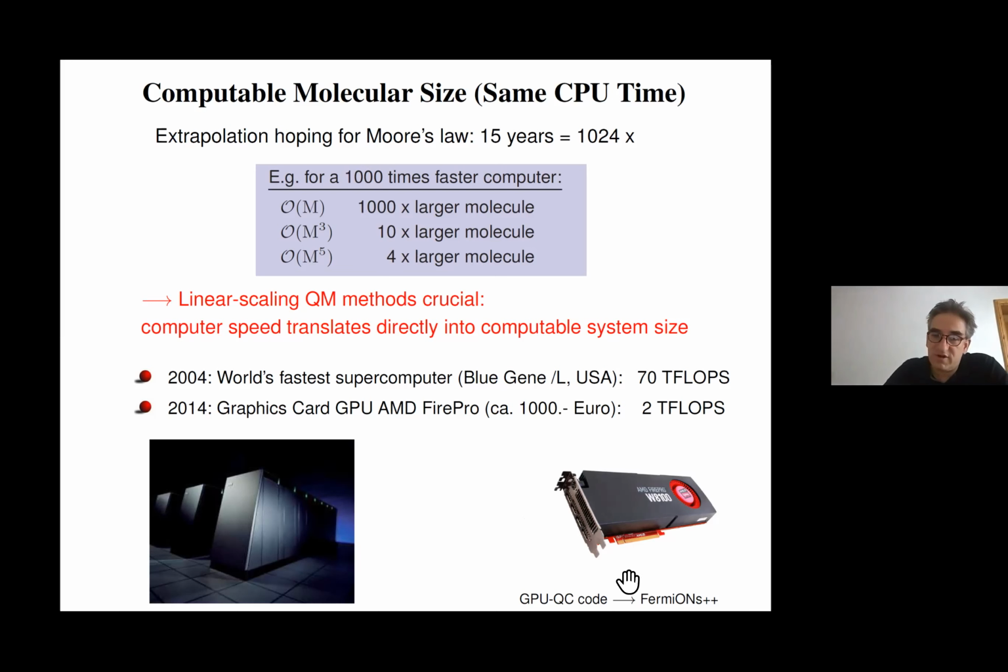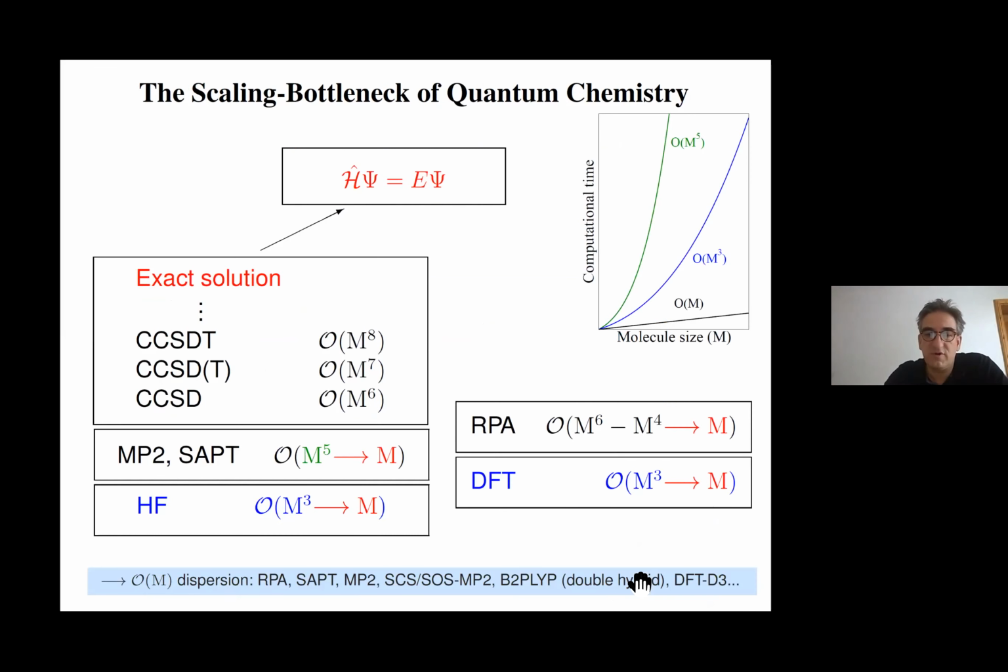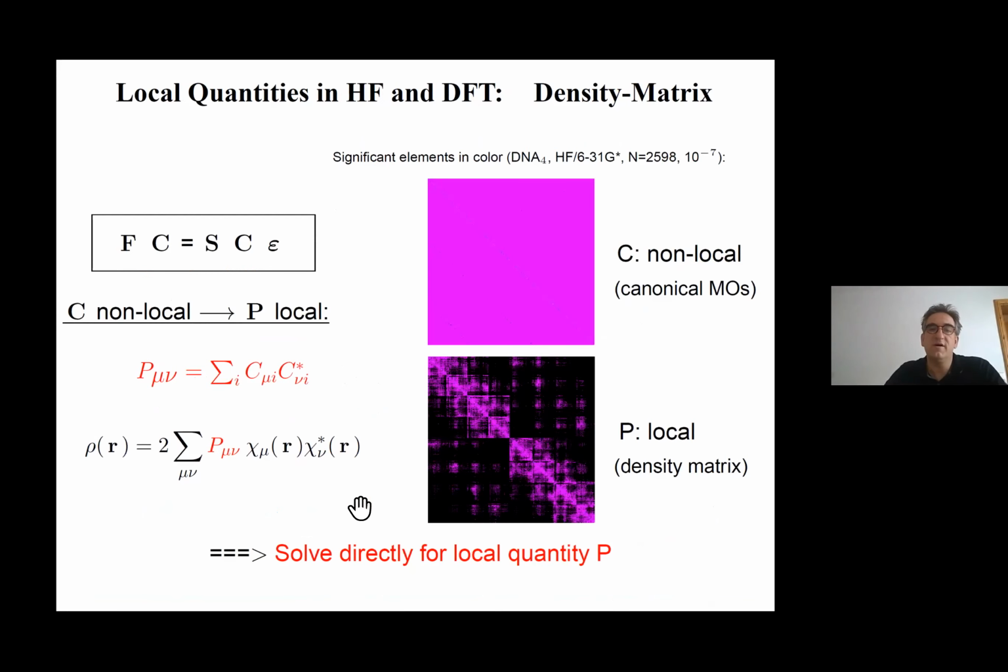But my permanent coworker Jörg Kussmann rewrote a quantum chemical code from scratch and created the code FermiONs++, which allows us to exploit these capabilities of these graphic cards. And I want to convey to you a bit about the ideas. But let me first explain what we can do for reducing the scaling of Hartree-Fock and density functional theory, which are very similar in their Kohn-Sham formalism, in reducing the cubic scaling down to linear.